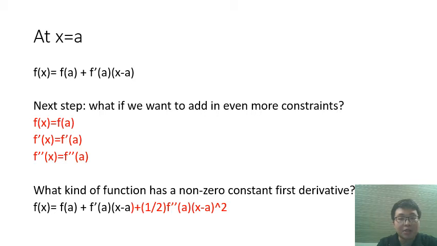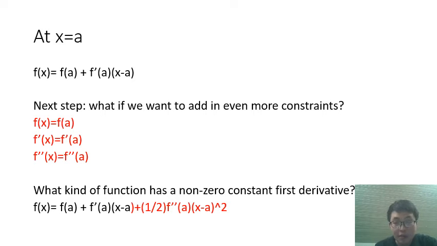In order to have a non-zero constant second derivative, we need to have an x squared term so that when we take the second derivative, it doesn't go away. So we also need to satisfy this boundary condition. And this term, 1/2 f double prime a times x minus a squared, seems to be the only one that works. When we take the second derivative of this, we get just a constant f double prime a. x minus a squared times 1/2 goes to 1.